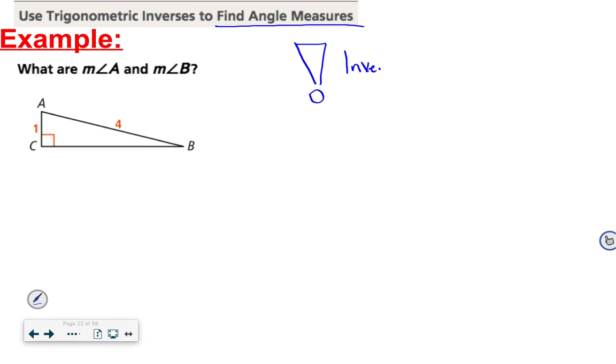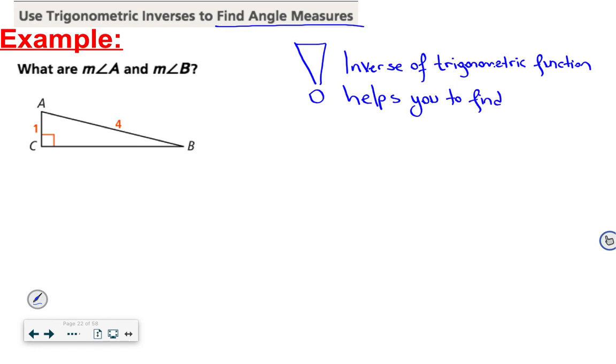Inverse of trigonometric function helps you to find the measure of an angle.